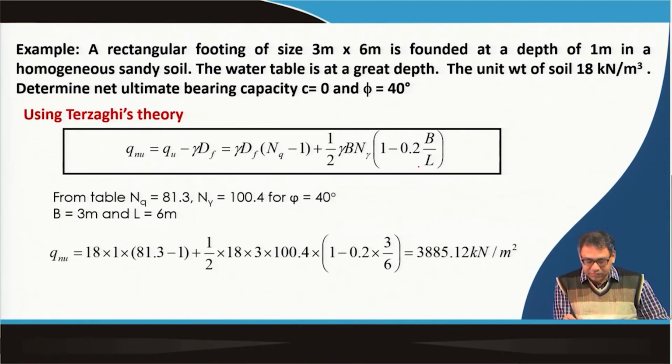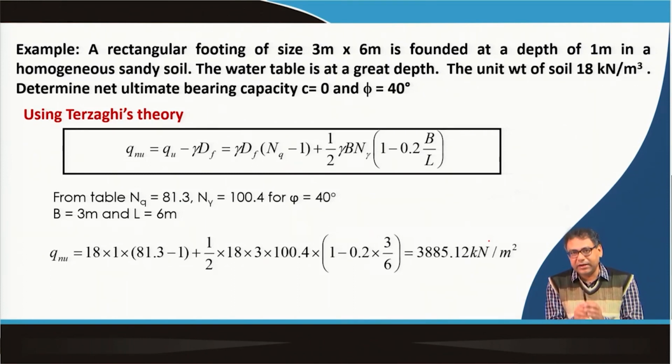The first term is not considered because c is equal to 0. From the table I will get Nq and N gamma values corresponding to phi equal to 40 degree, and then finally, if I put these values I will get a value of 3885.12 kilonewton per meter cube. So, this is the net ultimate bearing capacity, because here the gamma Df part is already taken, and there is no shape factor, depth factor, inclination factor, so I can write this equation in this way. This is the value that I am getting as per Terzaghi's theory, because here shape factor is incorporated, as this is for rectangular footing, but the depth factor or the inclination factor is not applied, because it is not an inclined load. It is perfectly vertical and acting at the center.